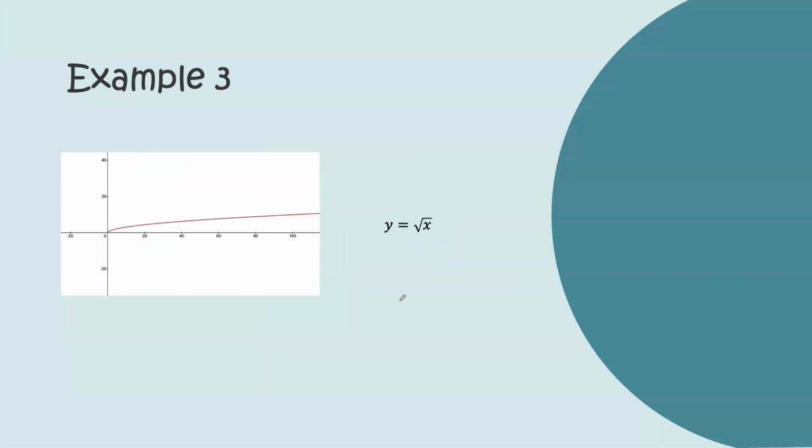Okay, now we've got a sort of different example here. We've got y is equal to the square root of x. Now, if you look at the graph, we can see that now we actually do have some sort of restriction on what this x value can be. Okay? And what is that sort of restriction? What is the restriction with square roots?